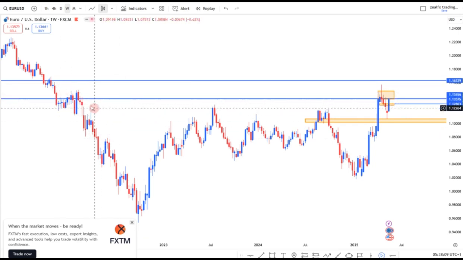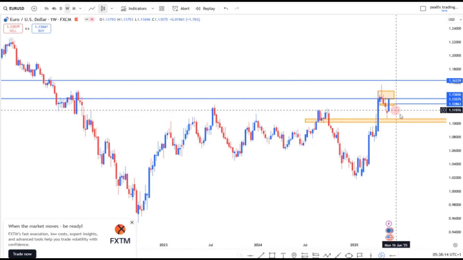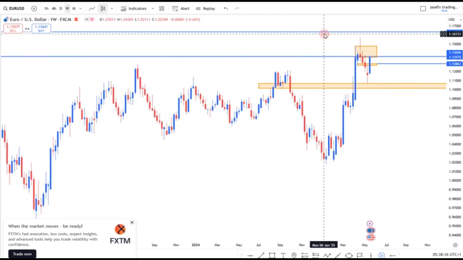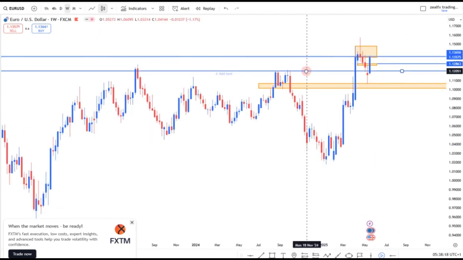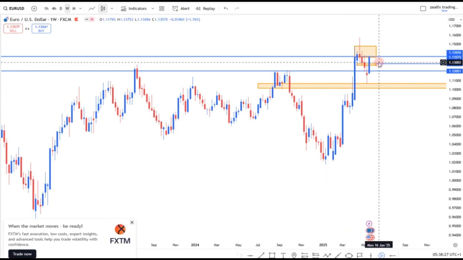So long as price closes on this resistance level, we expect price to retest back to this weekly support level. We still have a support level in this area. So we expect price to come back to this weekly support level on the Euro USD, which means we might be looking for a selling opportunity on Euro USD.